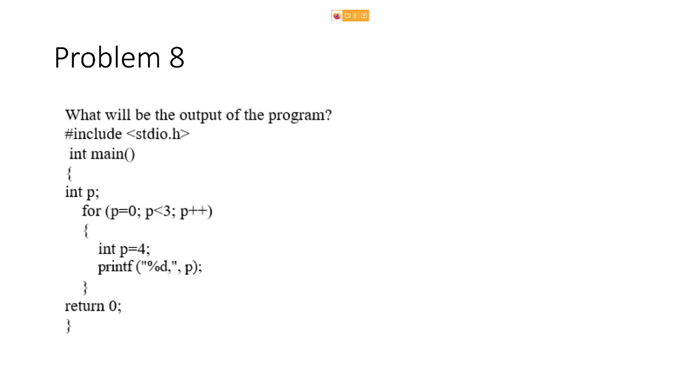Ma'am, I think 4 will be printed one time. Okay. Why is that? Ma'am, p equal to 0, then it will be true because it is less than 3. Then it will print p equal to 4, which is initialized. Then now the value of p is 4. So it will increment and becomes 5. So 5 less than 3, it is not. Okay. Fine.